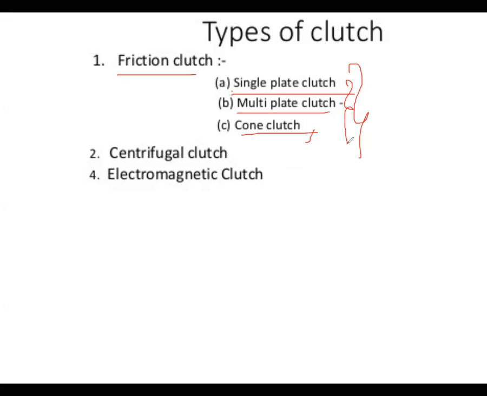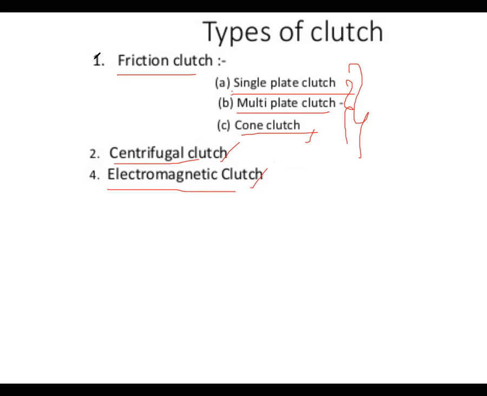And the second type of clutch is the centrifugal clutch, the clutch which works on a centrifugal basis. We know two kinds of forces, centrifugal force and centripetal force, but here the centrifugal force clutch is working. And then electromagnetic clutches. These are for heavy duty vehicles like trains, ships and other heavy duty vehicles.